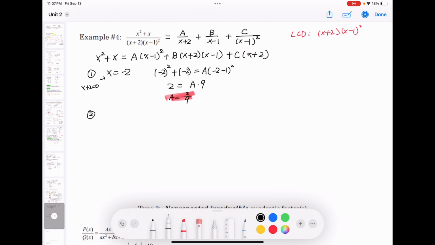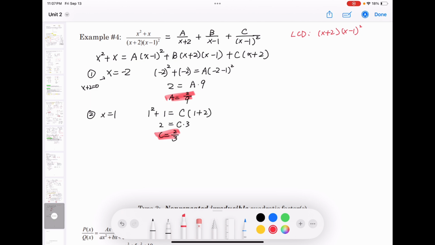I want to find another convenient value from here. x is equal to 1. Our left-hand side is 1 squared plus 1, equal to... so which parts are our zeros? Here is 0, here is 0. That means we only have the c part, which is c times 1 plus 2. So we have 2 is equal to c times 3. c is equal to 2/3. So that's our second special value.